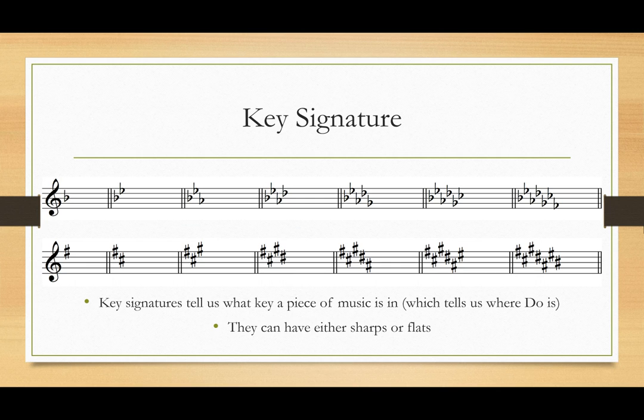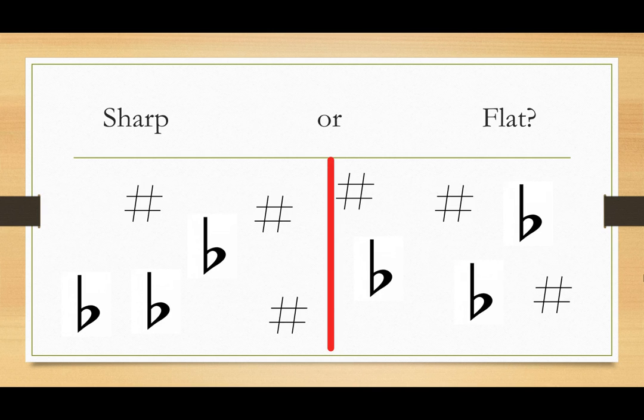Key signatures tell us what key the piece of music is in, which, if you are familiar with solfege yet, will tell you where do is. Key signatures can either be sharps or flats, but not both. So these are ones that have flats. These are our flat key signatures. And then these are our sharp key signatures. Sharps kind of look like hashtags and flats kind of look like lowercase b's.